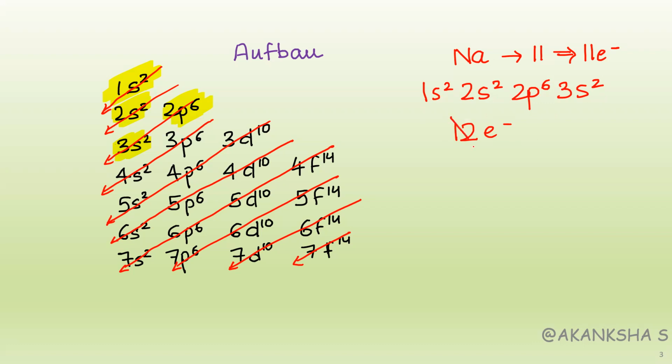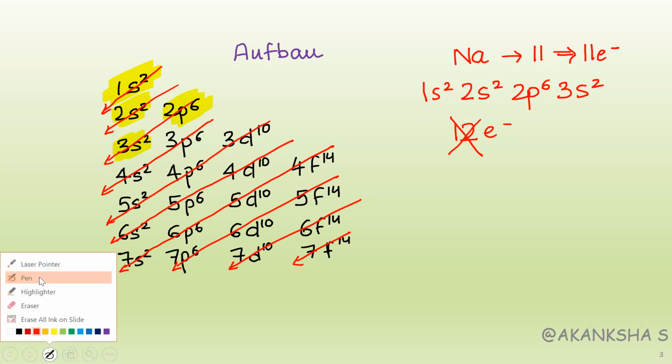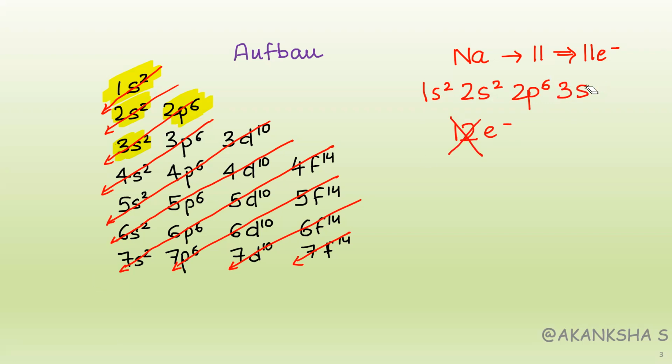We do not require 12 electrons. How many electrons do we require? We require only 11 electrons. So what are we going to do? We are going to modify it according to our wish. So rather than writing 3s2, we'll write 3s1. Now when you calculate, you get 11 electrons.